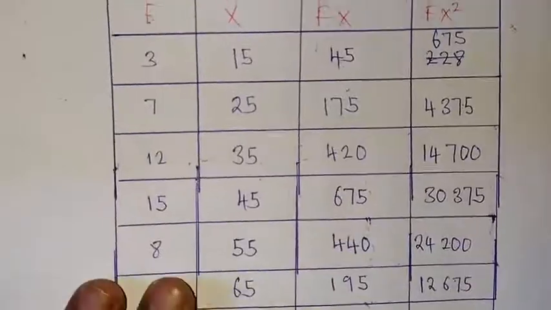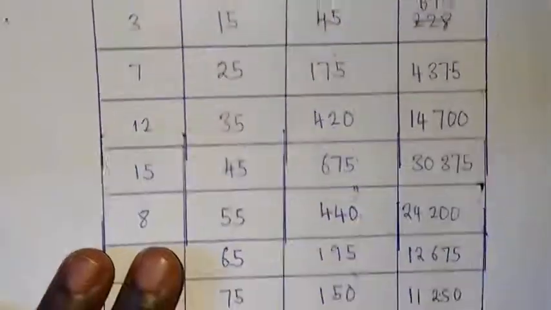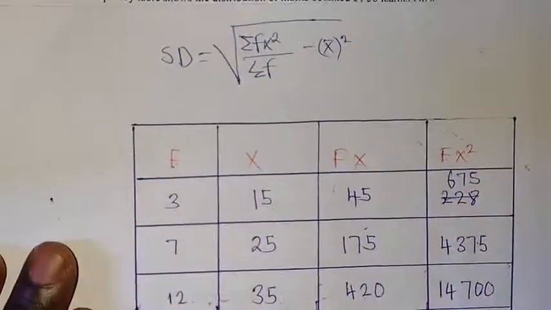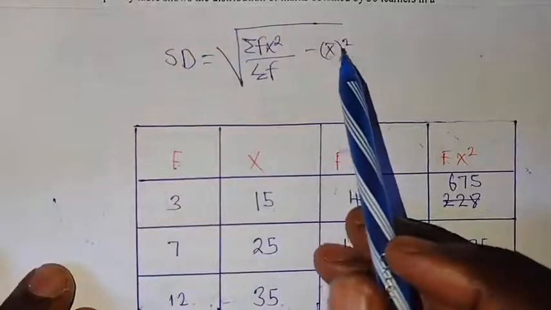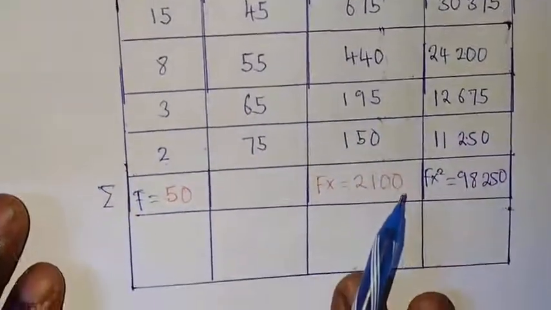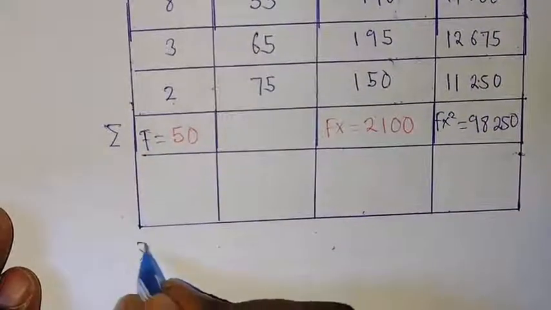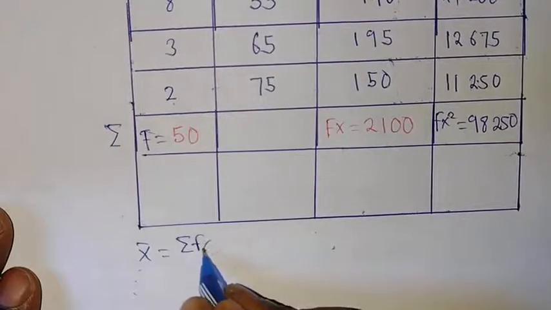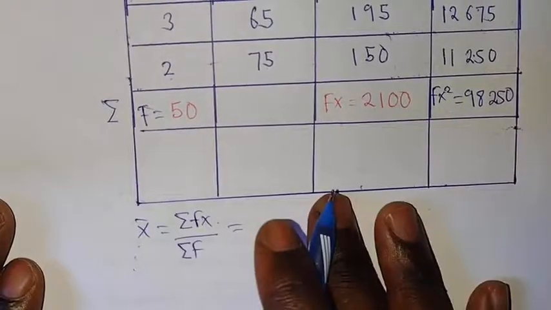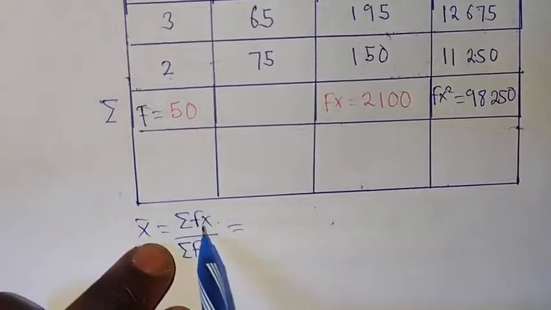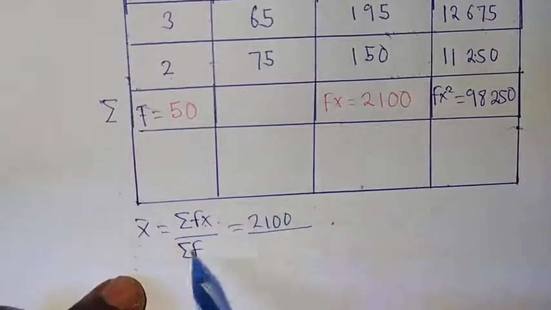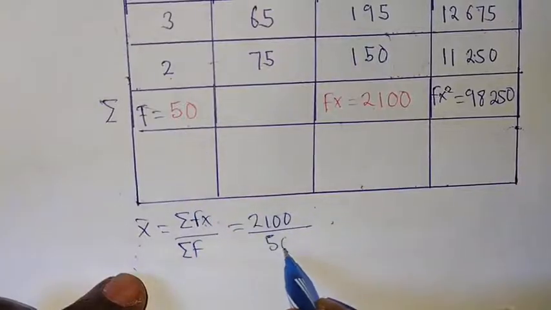You need to find the summation right here. You add all these values which are here, and this is what you get. So from here, when you look at the formula for standard deviation, we have the mean. So we need to find the mean. Okay, so we are going to start with finding the mean. So how do we find the mean? Mean equal to summation of fx divided by summation of f. So this is the grouped data formula. Summation of fx is this one right here, which is 2100, divided by summation of f, which is 50.